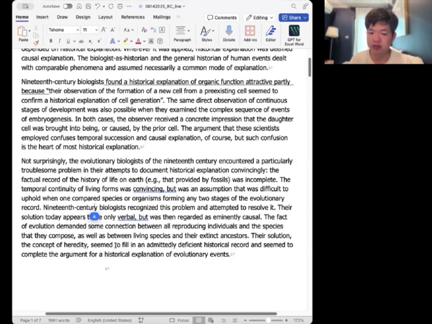This idea of heredity seems to fill in the gap in an admittedly deficient historical record, and seems to complete the argument for historical explanation of evolutionary events, as if it can fill in the gaps, the missing parts, the historical blanks in the historical record. It seems as if it can complete the entire historical process in genetics.